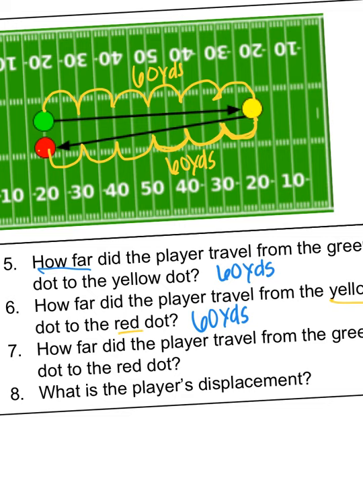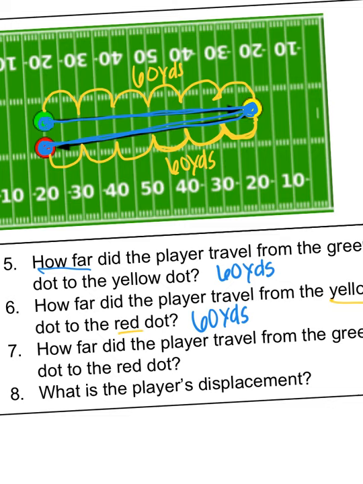How far did the player travel from the green to the red dot in total? He traveled, watch my pointer, you guys. He goes from here. He travels how many yards this way? Yeah, you're right. And then he travels 60 yards this way. So how many total yards does he travel up and down the field?